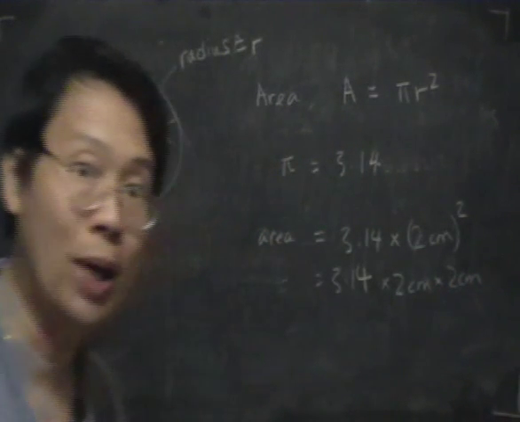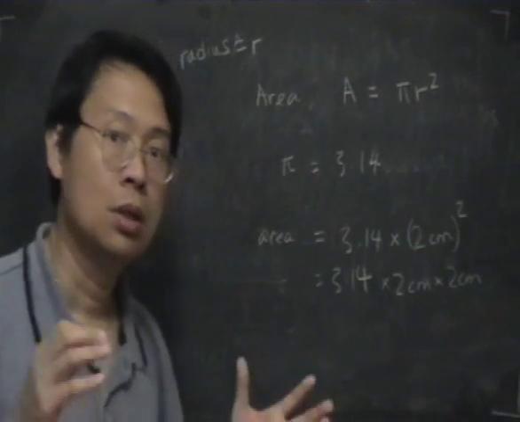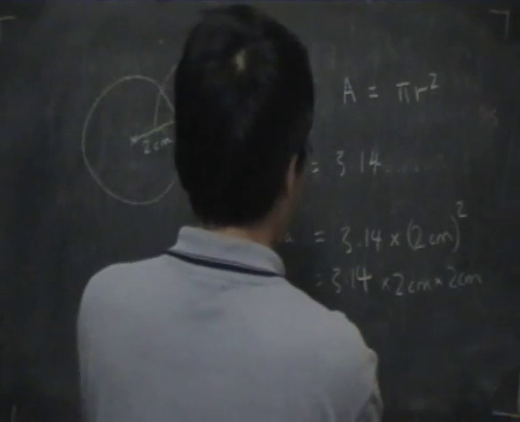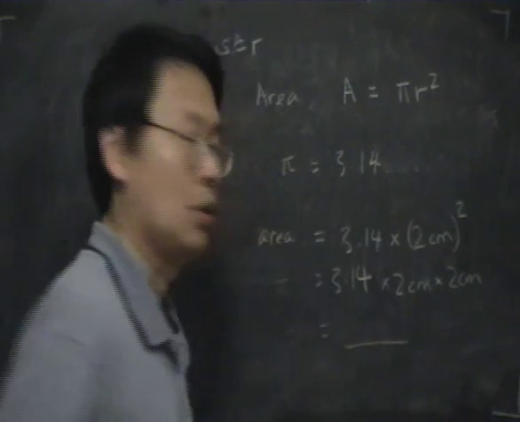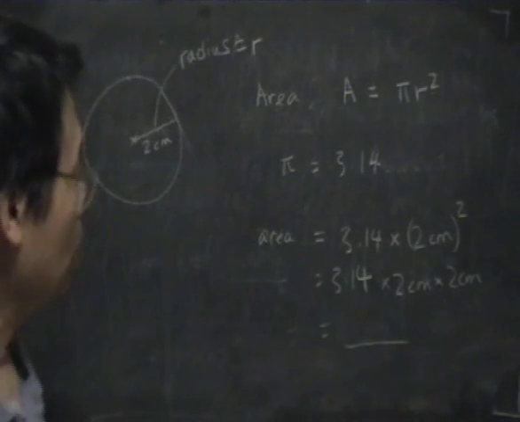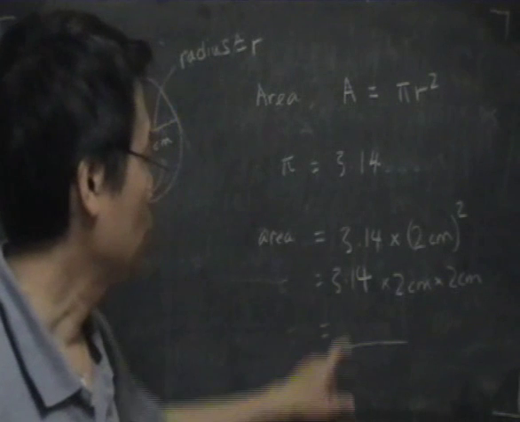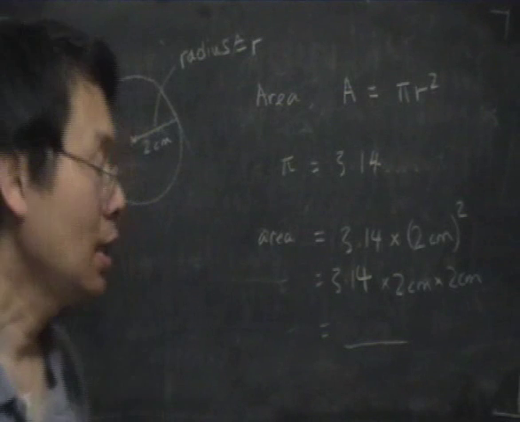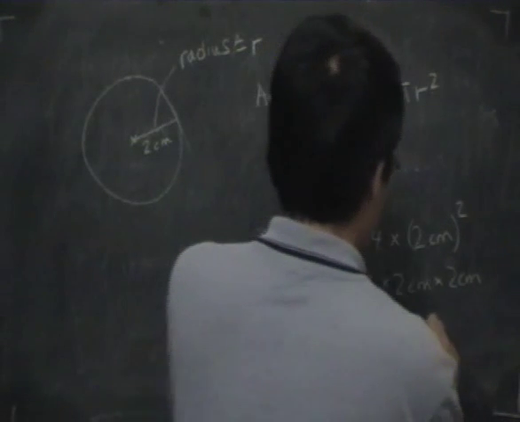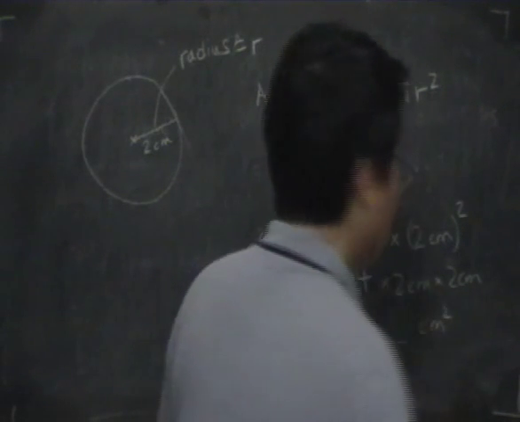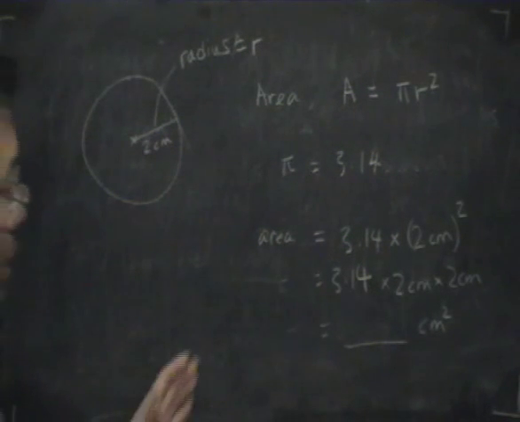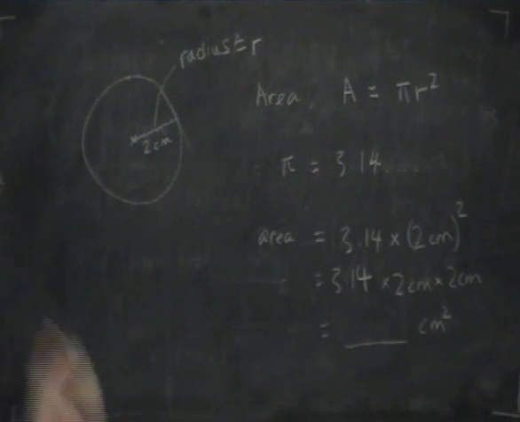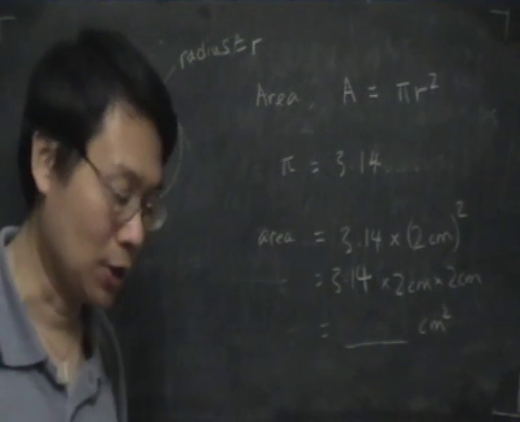Two centimeters squared is really 2 times 2 centimeters. Okay, so you can use your calculator to find the answer to this: 3.14 times 2 times 2, and you can get an answer. And the unit for area, in this case, is centimeter squared. Okay, so that's how you find the area of a circle.